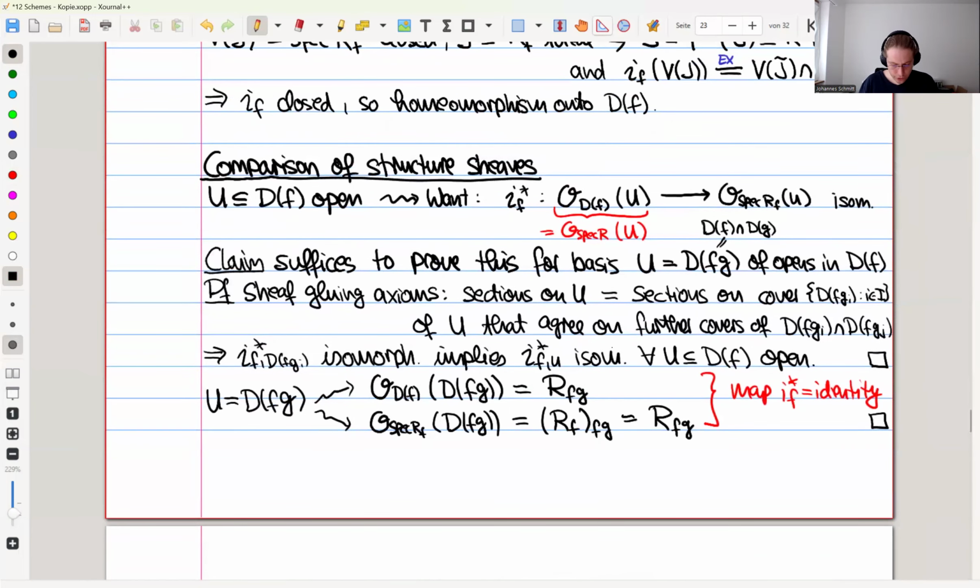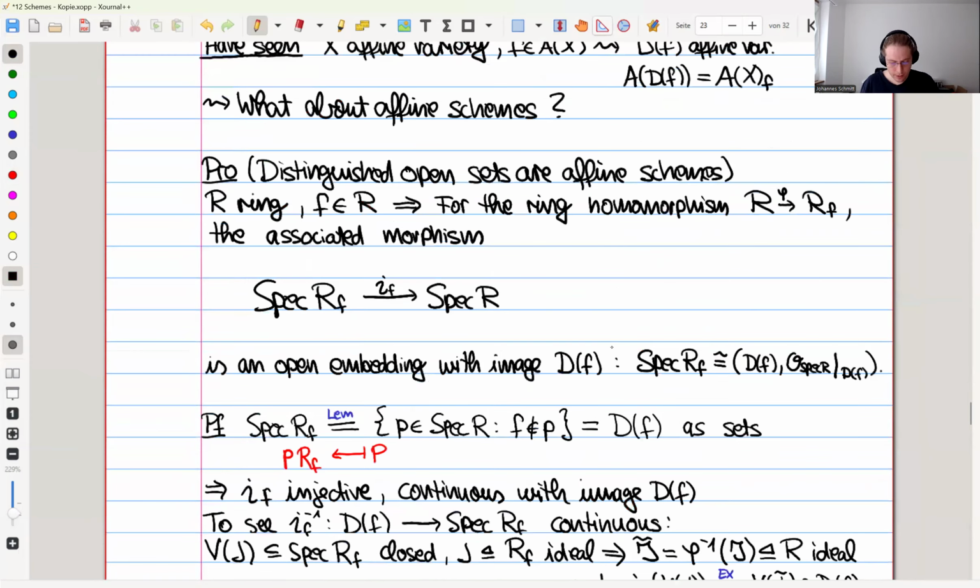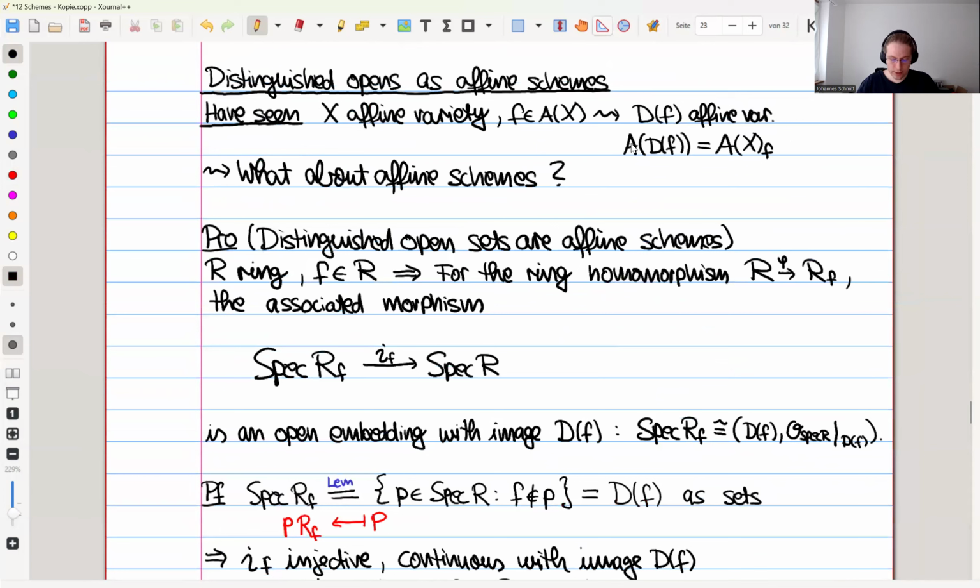So this was again a bit of this kind of bookkeeping math. What this shows is that the distinguished open sets are affine schemes themselves, and exactly for the ring that you would expect, namely the localization of R at f. And with this, we have now done all the preparation, and so we can define what a scheme is.